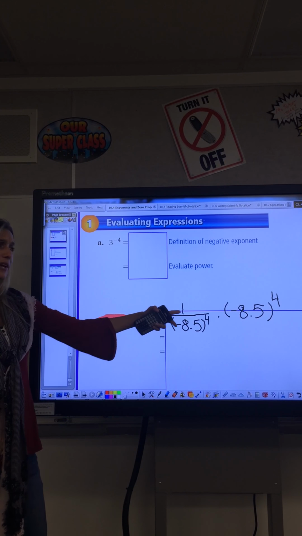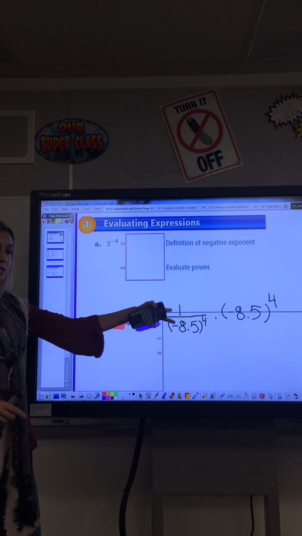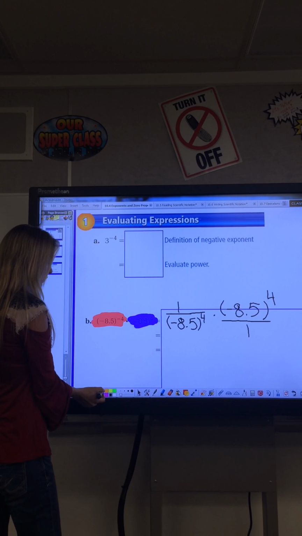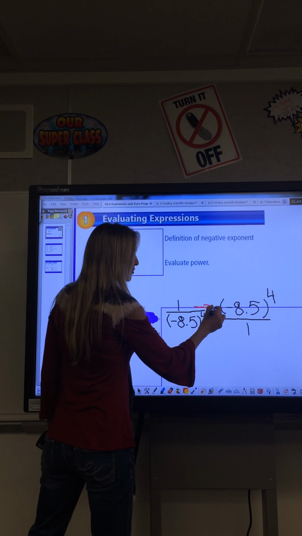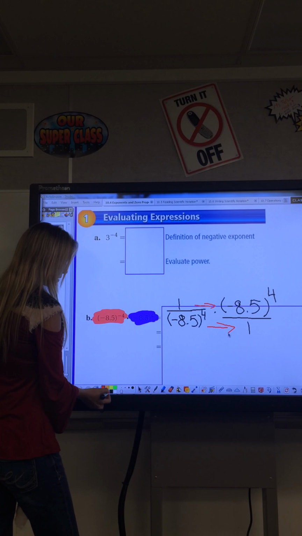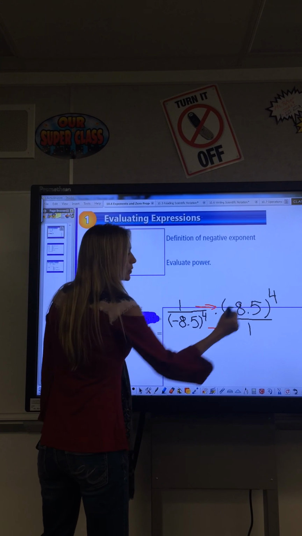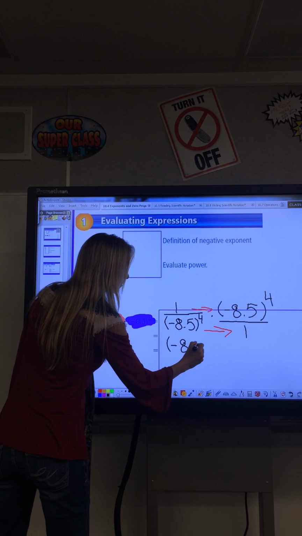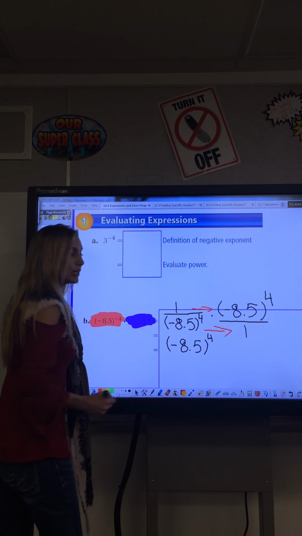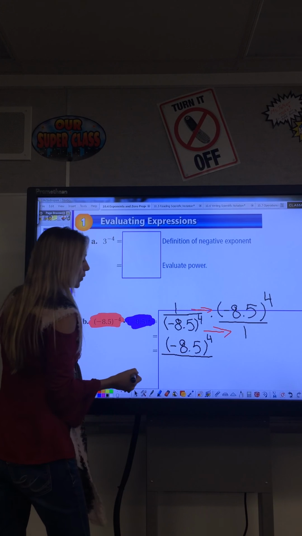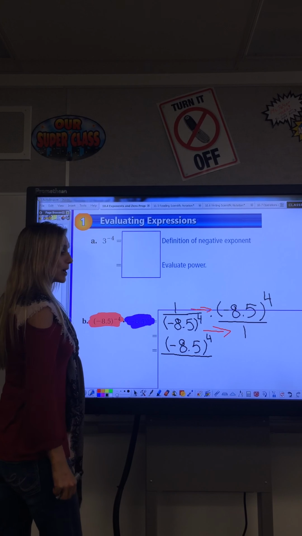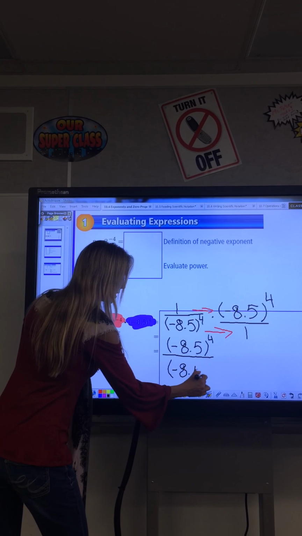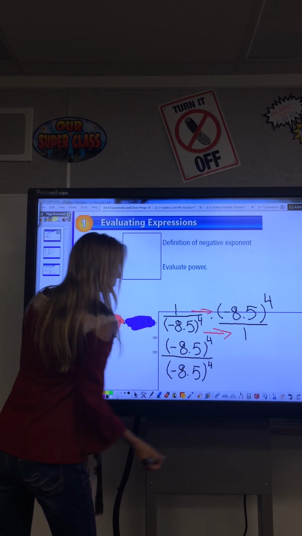If you look at it, one is a fraction, one is not. If I'm multiplying something that is a fraction, I better make sure everything is a fraction. So I'll just put this 1 over 1. And how do I multiply fractions? I just go straight across. Well, what is 1 times negative 8.5 to the 4th power? Negative 8.5 raised to the 4th power. And negative 8.5 raised to the 4th power times 1 is still negative 8.5 raised to the 4th power.